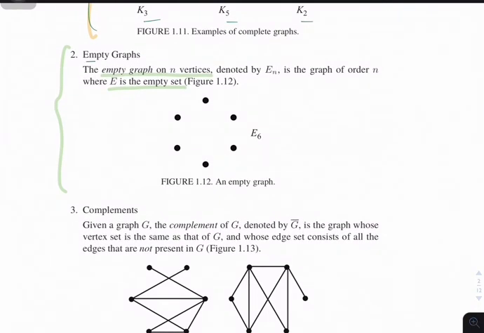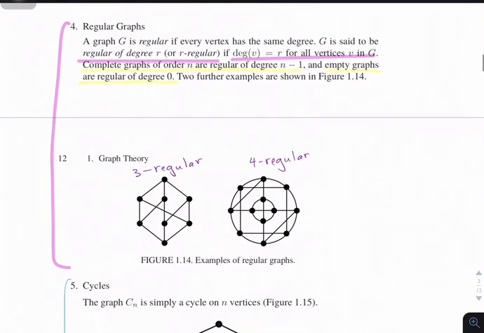An empty graph would be where there's no edges at all. A regular graph is when for each vertex the degree is the same, and we say that G is regular of degree r, or r-regular, if the degree for all vertices is equal to r. So a complete graph of order n would be regular of degree n minus 1, and an empty graph would be regular of degree 0.